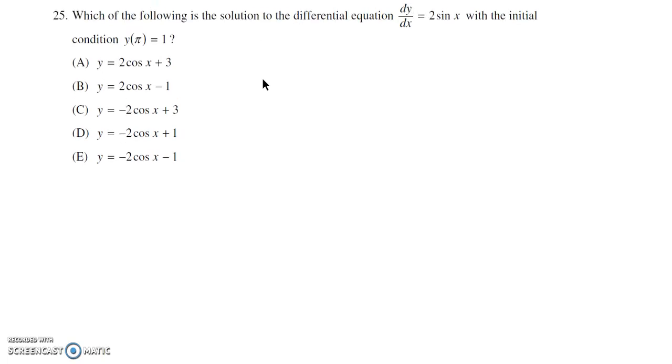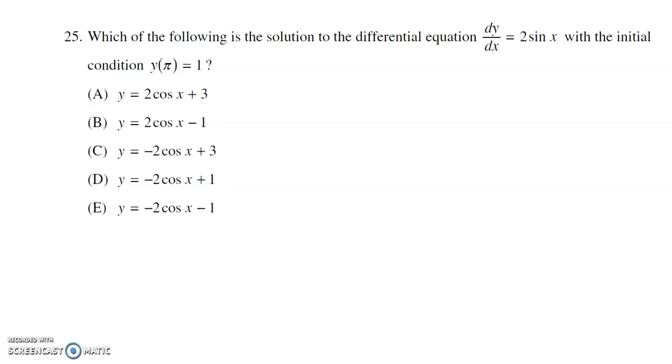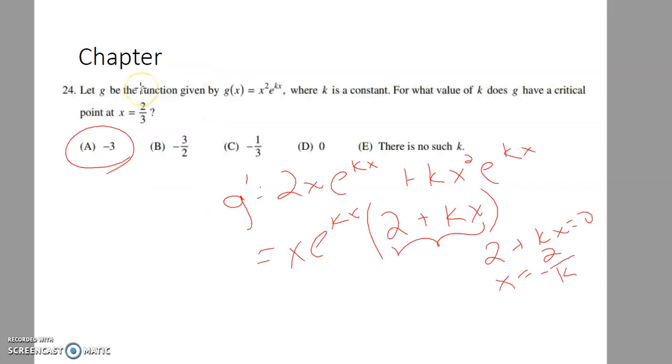We're going to do 25. All right. Separation of variables. Which of the following is a solution to the differential equation dy dx equals 2 sine x with the initial condition y of pi is 1? We might have done this one at some point. It's been a while. Here comes the answer.